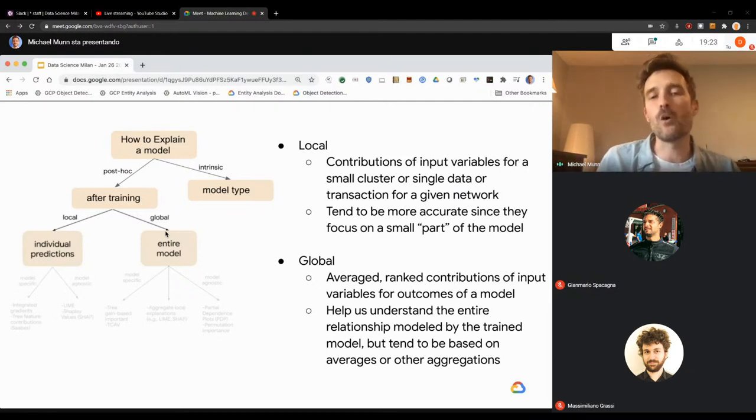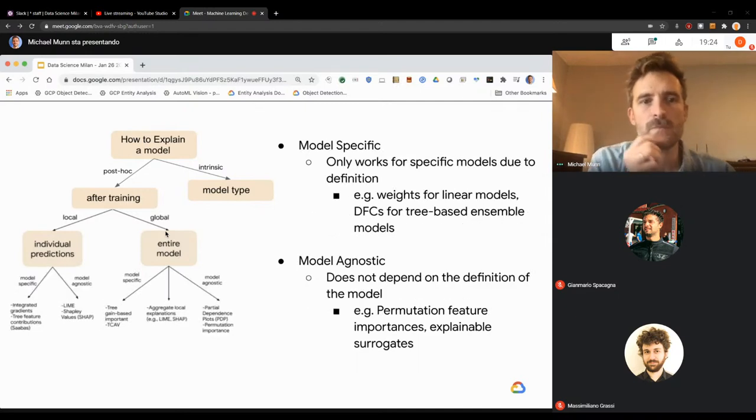That could be contrasted with a global approach, which means you have your model and you want to understand on a global level how it is behaving, or why it is making certain predictions on the whole. Typically, when you're looking at global techniques, you're doing some averaging or ranking of the contributions of input variables. You may be leveraging what you know about local variables to get some aggregated information. And then, the next level down: in addition to local and global, you can think about explainability techniques as being model specific or model agnostic.